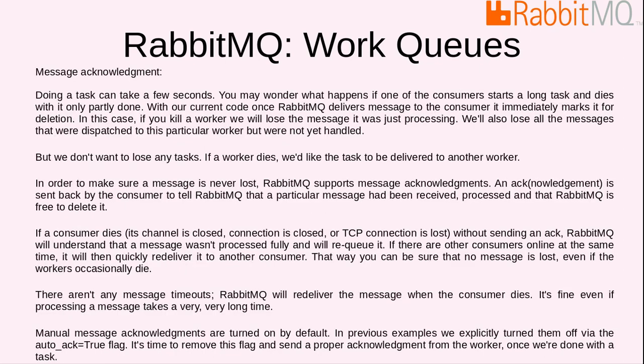Okay, let's look at message acknowledgement. Doing a task can take a few seconds. You may wonder what happens if one of the consumers starts a long task and dies with it partly done. With our current code, once RabbitMQ delivers a message to the consumer, it immediately marks it for deletion. In this case, if you kill a worker, we will lose the message it was just processing. We will also lose all the messages that were dispatched to this particular worker but were not yet handled. But we don't want to lose any tasks. If a worker dies, we'd like the task to be delivered to another worker.